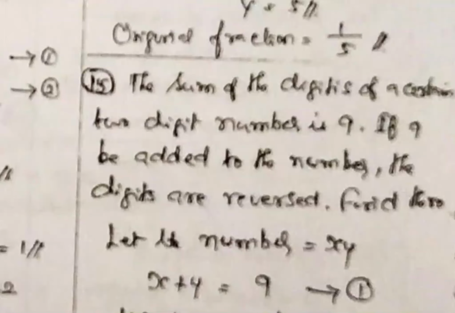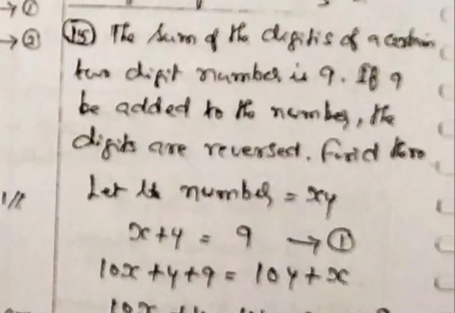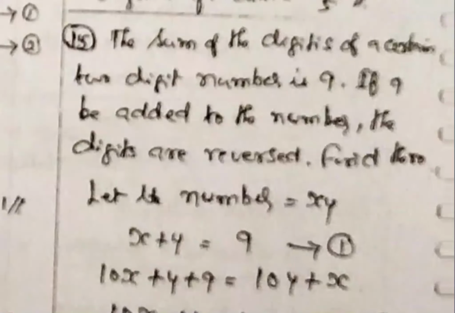You have to find out the two-digit number. The conditions are given. Two-digit number normally means two digits are available. They are telling the sum of the digits is equal to 9. First equation is x plus y is equal to 9. According to the second condition, here you have to be very careful: if 9 be added to the number, the digits are reversed.